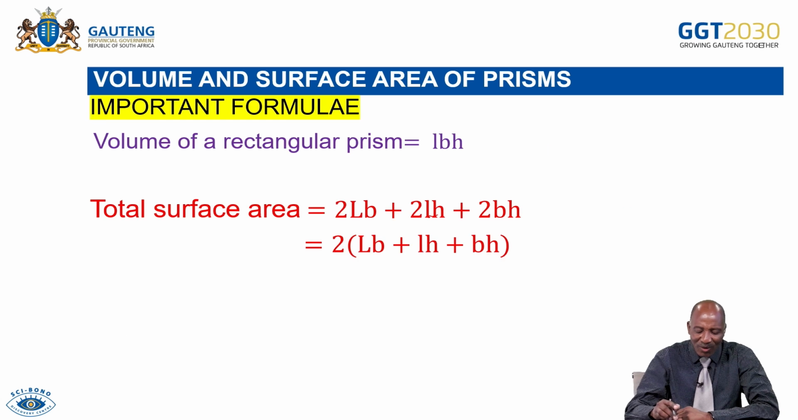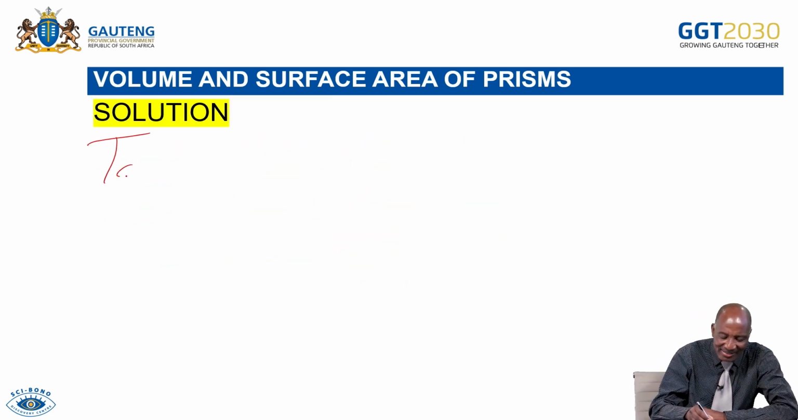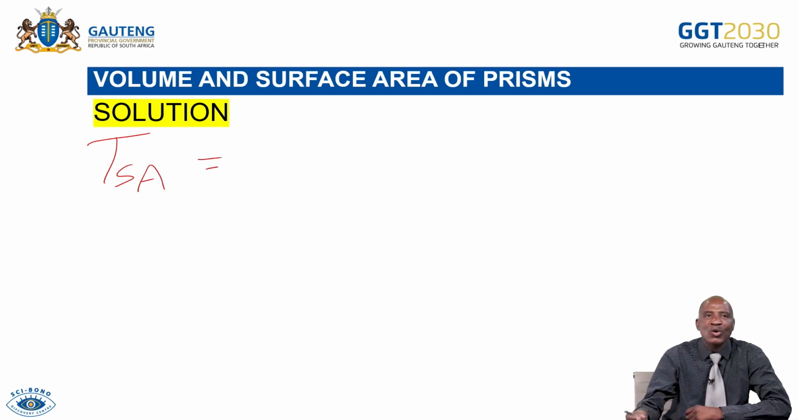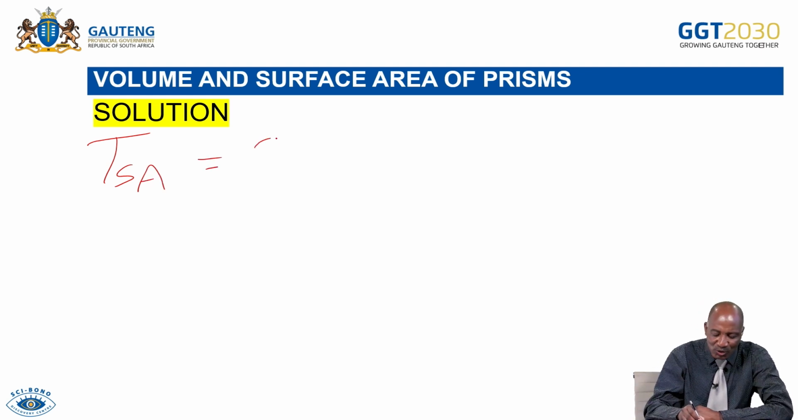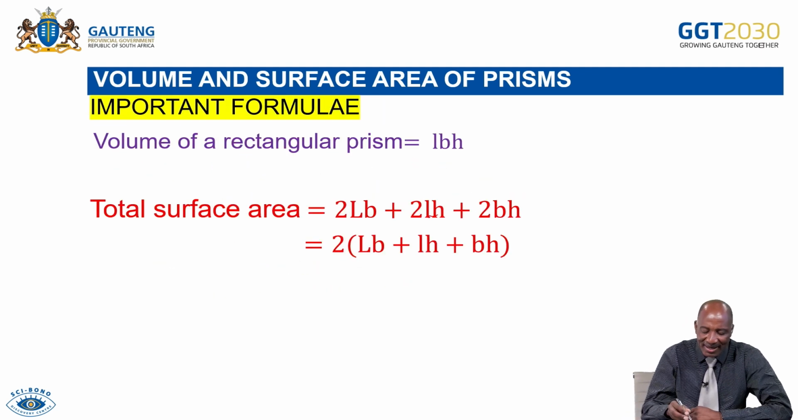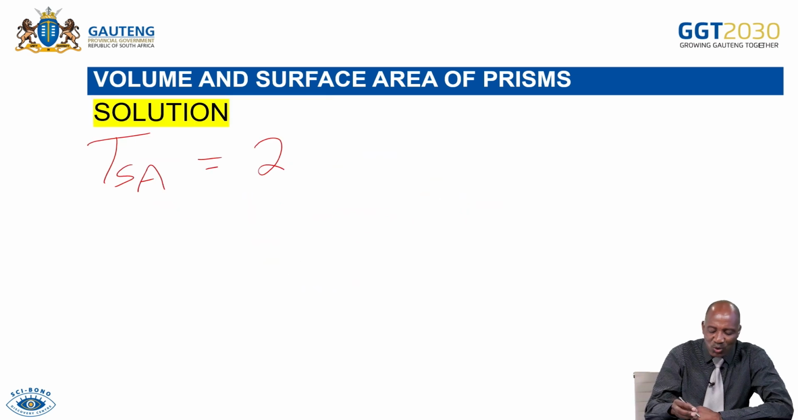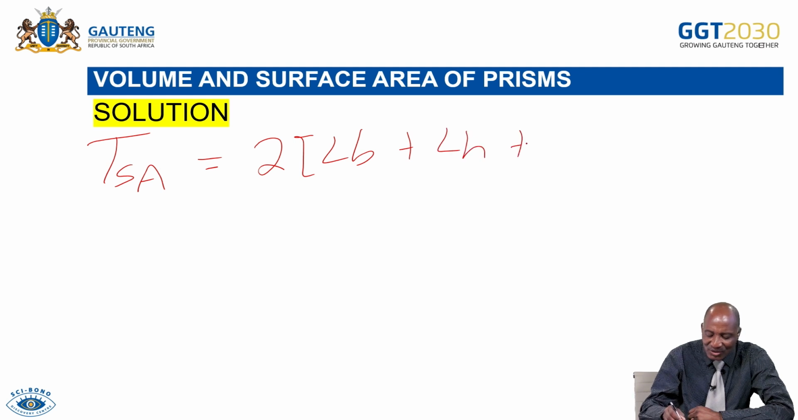So according to our formula, we are going to substitute and say our total surface area is going to be twice. Since there is a common 2, you can factor out your 2. Then you have twice length times breadth plus LH plus BH. So I'm going to say twice, then times length times breadth added to length times height added to breadth times height, like this.